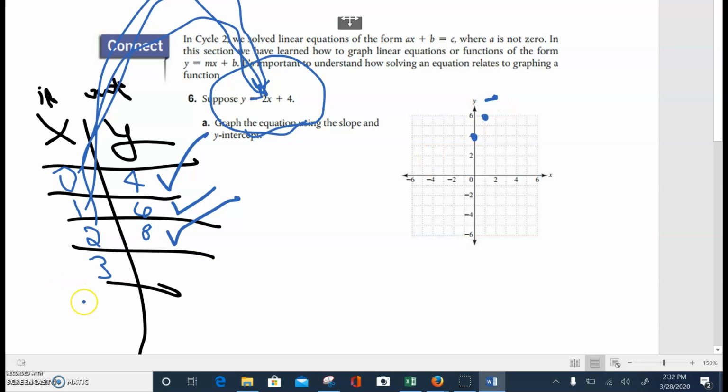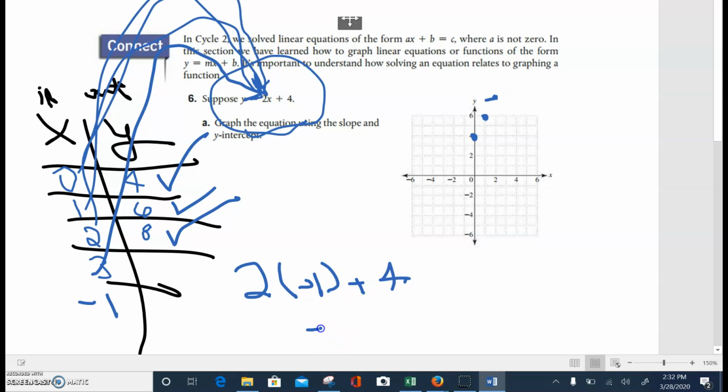Now, if I want to sub in, say, a -1, just to have a point over here, sub in a -1, you can do it on your calculator. 2 times a -1 plus 4. -2 plus 4 is 2. So (-1, 2) is here. And I can plot my points and then draw my line that way.